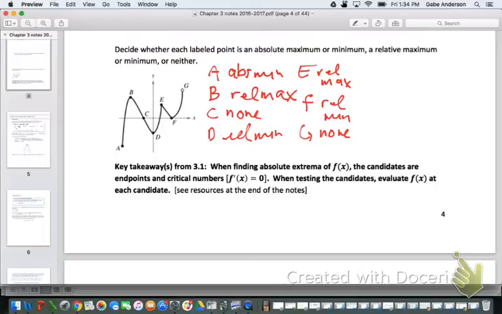So chapter 3, there's enough going on. I'm going to summarize each section or most of the sections for you at the end. So take a look at the key takeaways. See if this makes sense to you based on what we've been doing.